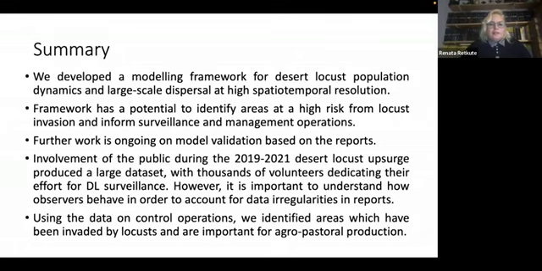And then last but not least, if we can't trust all of the reports, what could be our gold standard where locusts actually were observed? And I think that could be control operations, because you don't control if there's no locust, so they definitely were in this place. So using data on control operations, we identified areas which have been invaded by locusts and are important to agropastoral production.